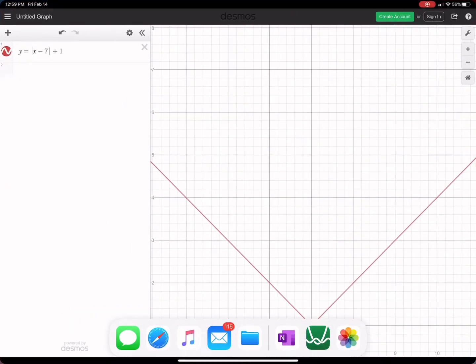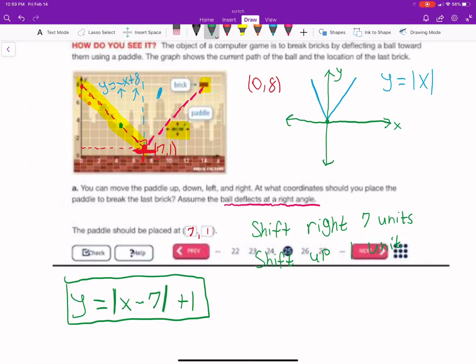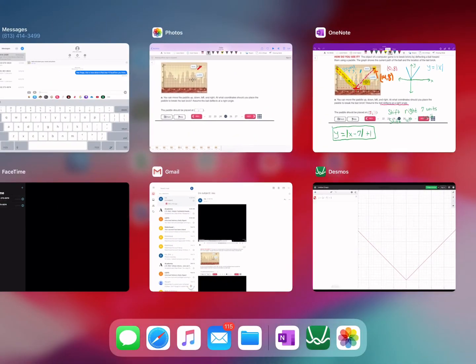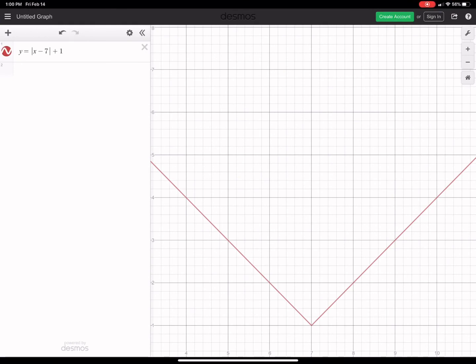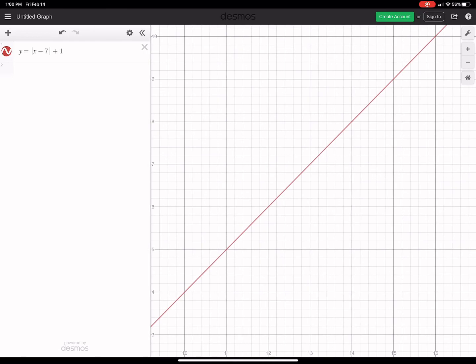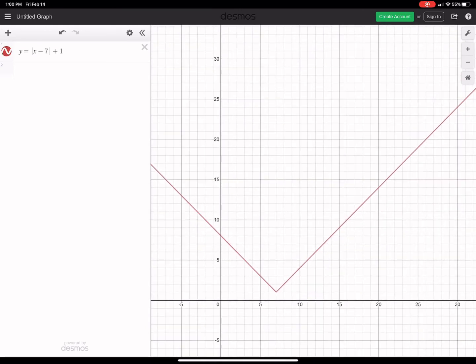And then if we were to go back to the problem, I know it's not easy to see, but the brick right here is at 14, 8. That's the coordinate point of the brick. So if we look here, we need to go to 14, and then you can see it's 8. So this is our graph. I was just graphing this so we could see it, but it also helps confirm that we did this right.